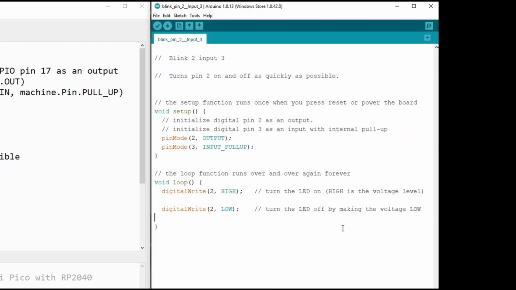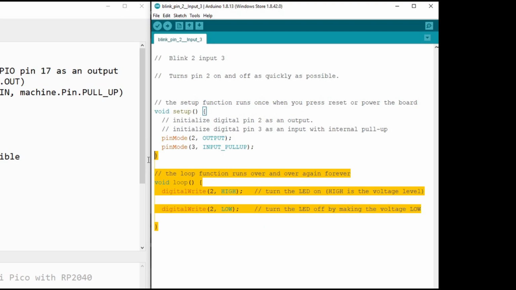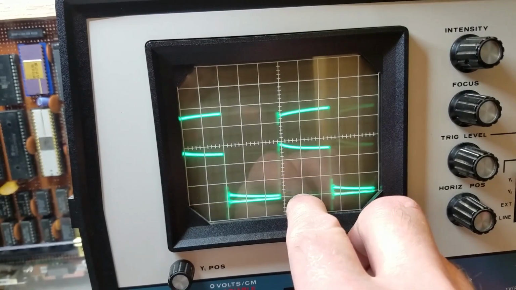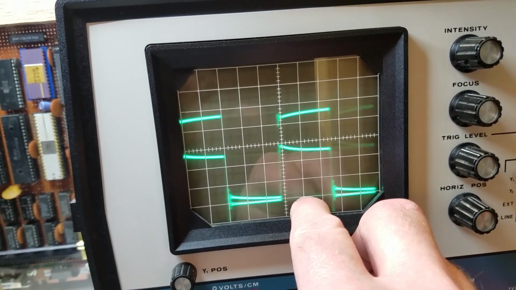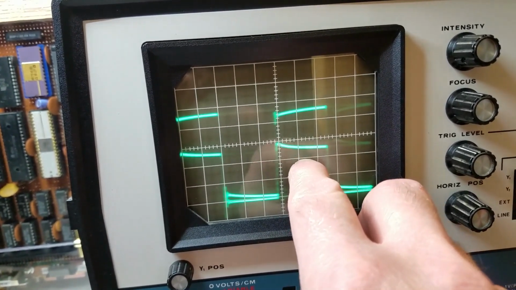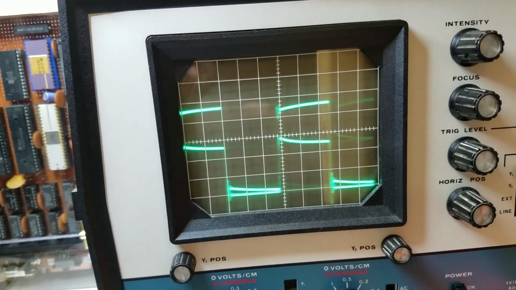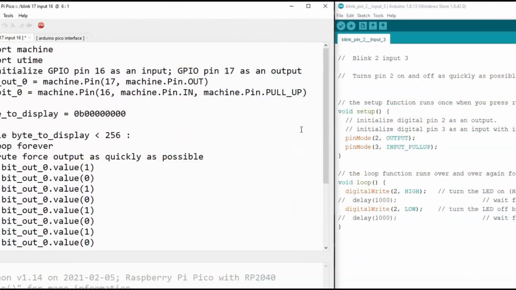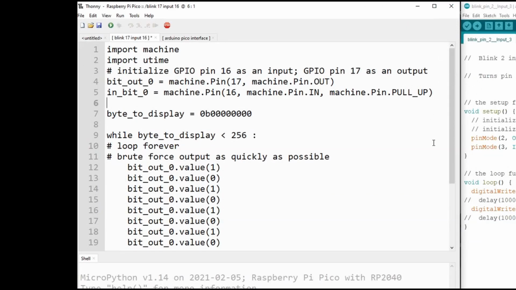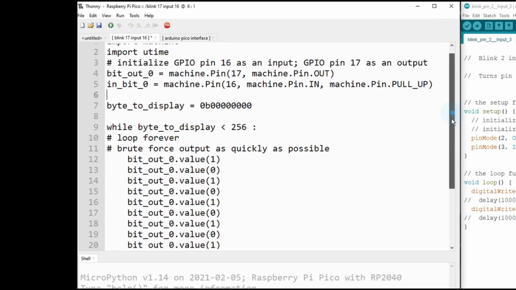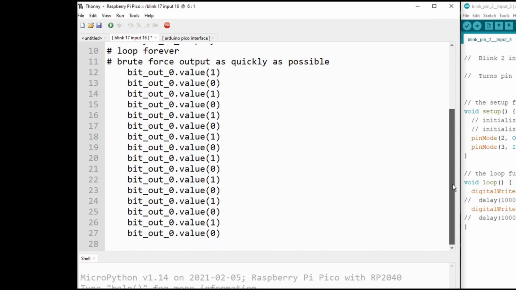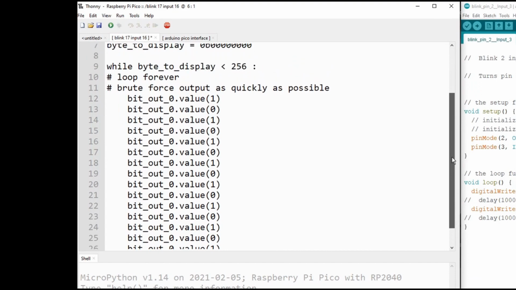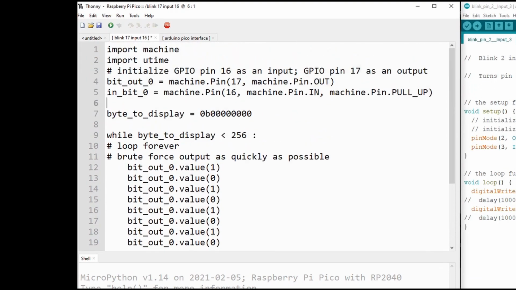Next, I write a sketch to toggle Arduino pin 2 as quickly as I can and look at the level shifter's low-level output. At about 90 kHz, we see a pretty clean output waveform. To test the conversion from low level to high level, I toggle Pico pin 17 as fast as I can, which is about 60 kHz, and look at the high level output.